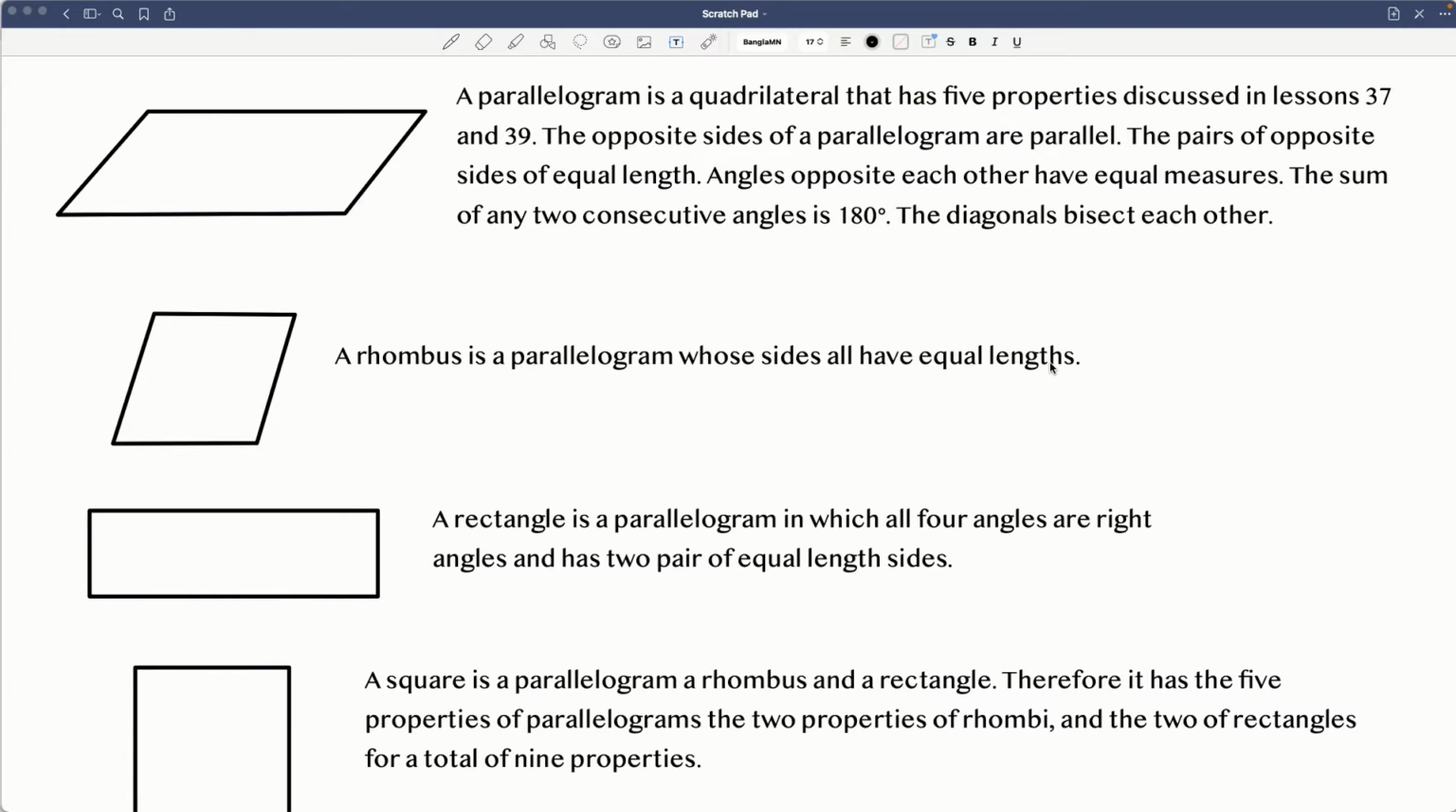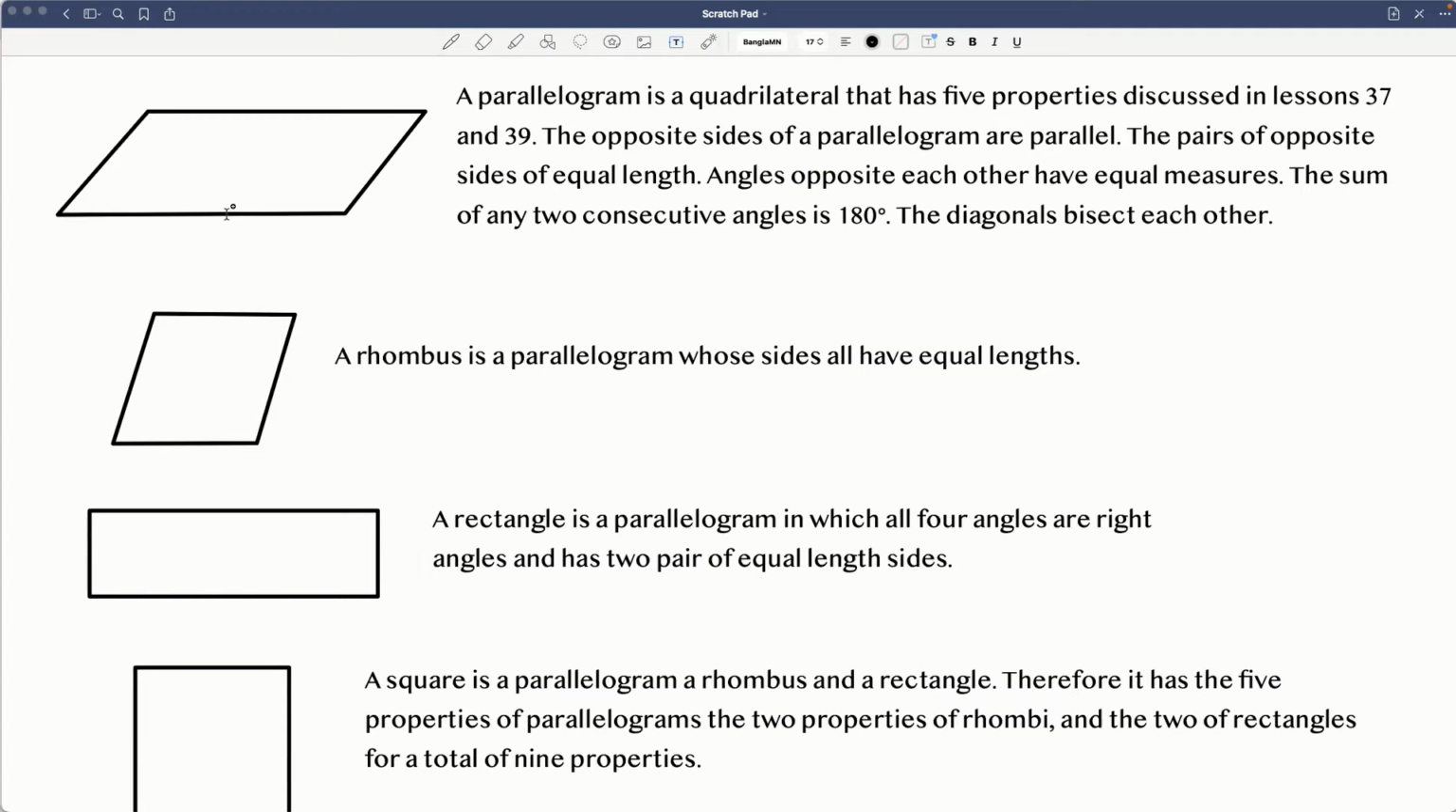So first let's talk about a parallelogram. A parallelogram is a quadrilateral, and if you remember, quad means 4 and lateral means sides, so just a 4-sided shape. The parallelogram has 5 properties that we discussed in lessons 37 and 39 if you want to go back and look at those. The opposite sides of a parallelogram are parallel. So this side is parallel to this side, and this side is parallel to that side.